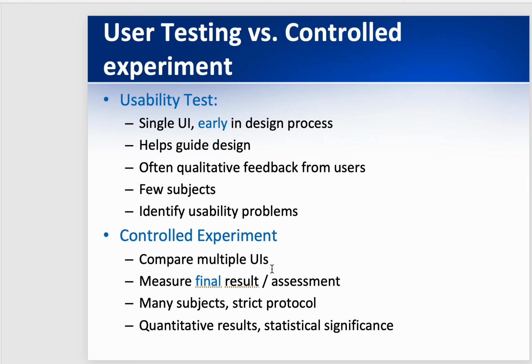A controlled experiment, you need a lot more people. Let's say you might have 50 people in each condition, and you have multiple interfaces that you're checking, and you are doing statistics to check if it's significantly better. And it's a lot more in-depth and stricter than usability testing. It's a much stricter controlled protocol.